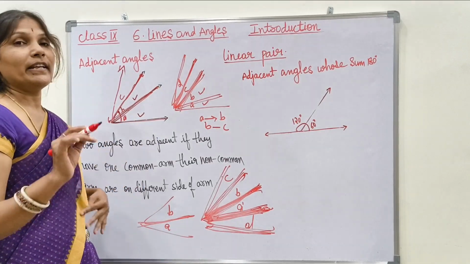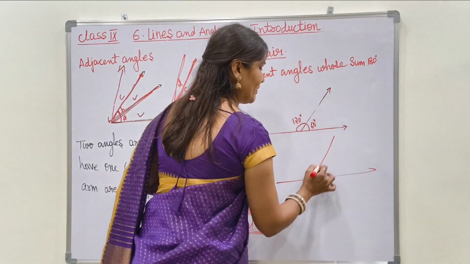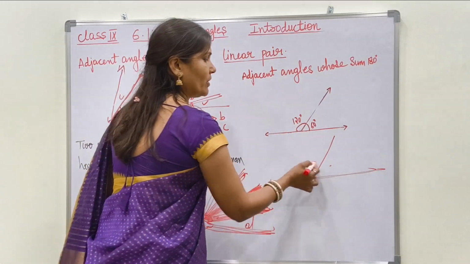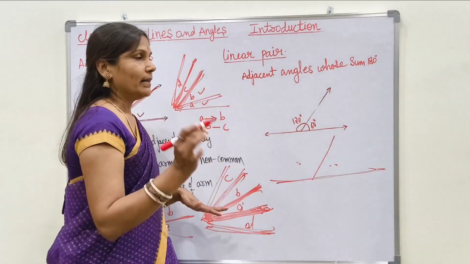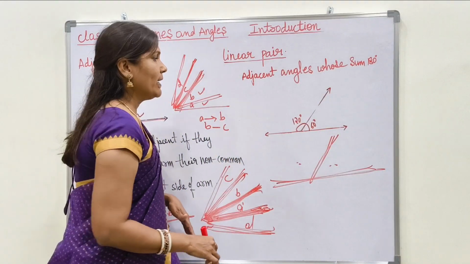Next we will come to linear pair. What is the linear pair? See here, one straight line is there, means we will get the linear pair. Straight line means what? It is 180 degrees. So these two angles' sum is the linear pair. One straight line forming two angles is called a linear pair.